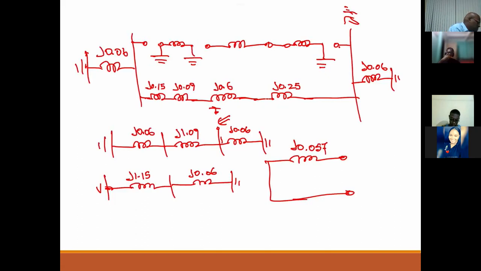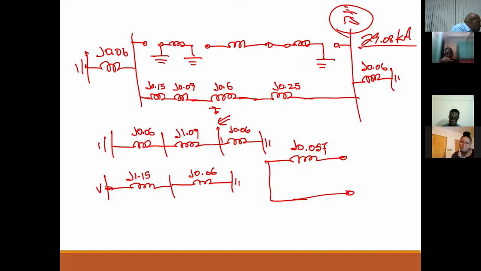The third part of the question asks us to determine the actual phase voltages at the terminals of generator one. So we want to find out, you have the fault current at the fault point, meaning on that bus. This is where your fault is located, and the current there is 29.08 kiloamps. What we are asking is, tell us what is happening over here. This is why we now have to look at the entire network.